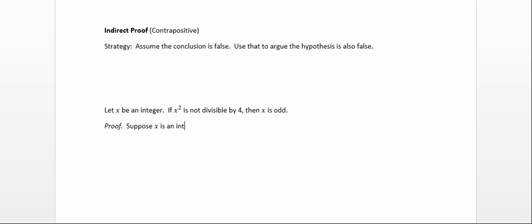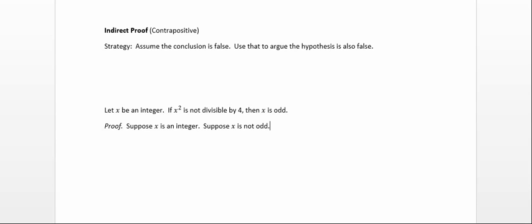So first of all, I will write the first hypothesis that x is an integer. Okay, but then for the rest of it, for that if-then statement, I'm going to do this indirect proof. I'm going to assume the conclusion is false. Suppose x is not odd.